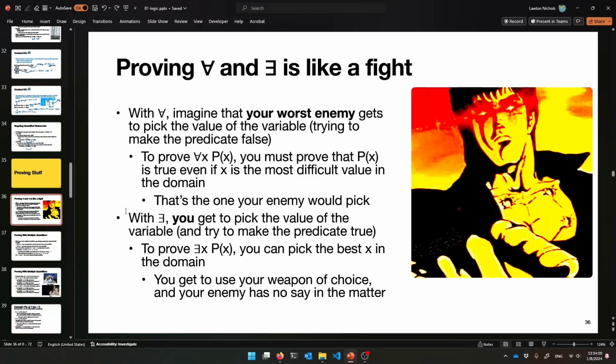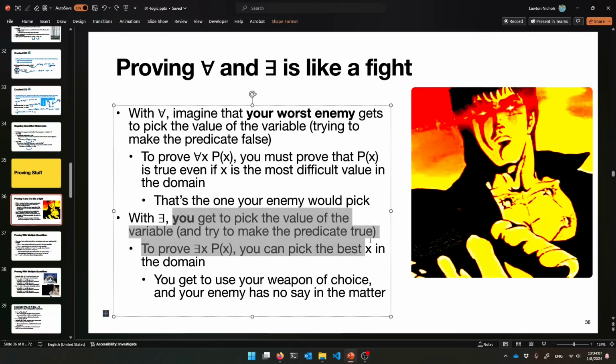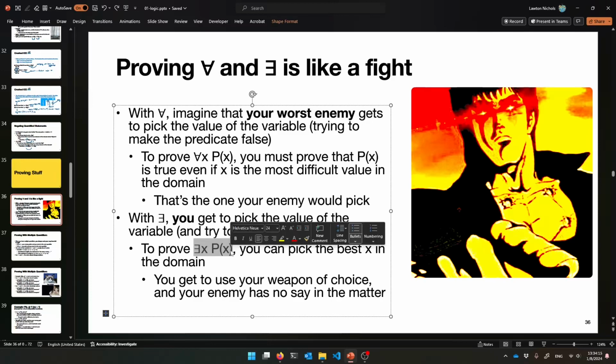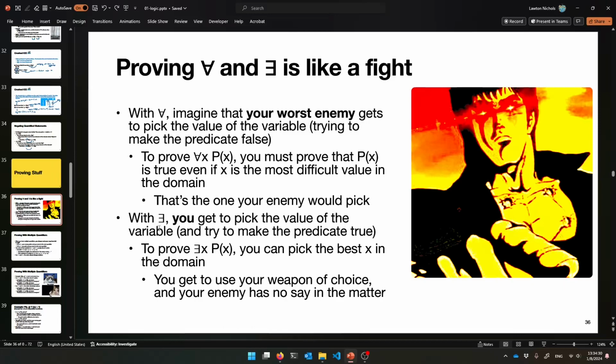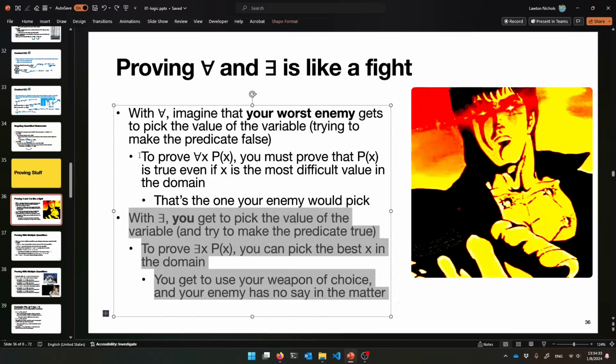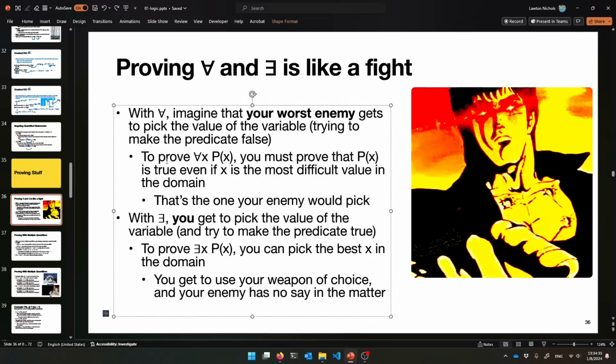So that's hard. And then with a there exists, it's your turn to throw the punch, because you get to pick the special value of that variable that makes the predicate true. It's okay if there's just one. Isn't that nice? So it's a bit easier. To prove there exists an x such that p of x is true, you can pick the greatest x in the domain, the easiest one to worry about, because you just have to show that you have one good value that x could be. You get to use your weapon of choice, and your enemy just has to sit there and get beat up. So there exists is a bit easier, I would say, than for all, if you think about it this way.